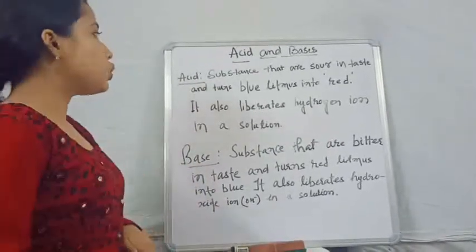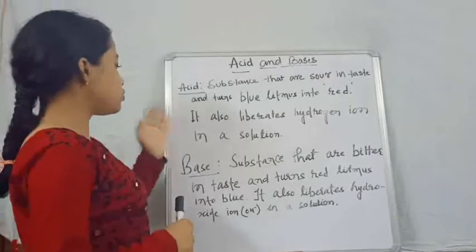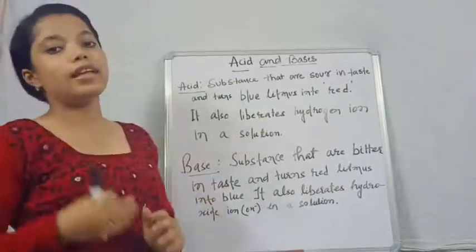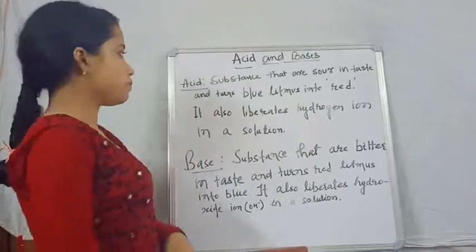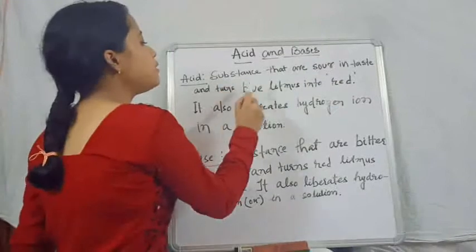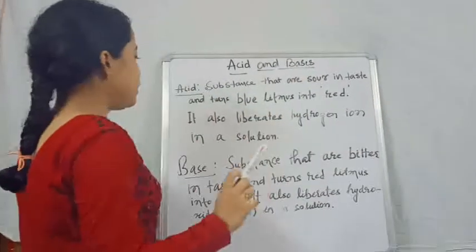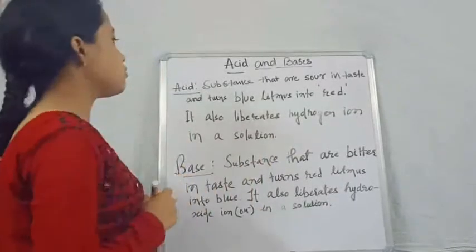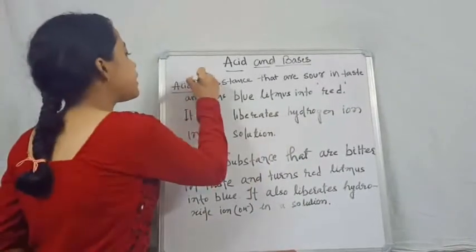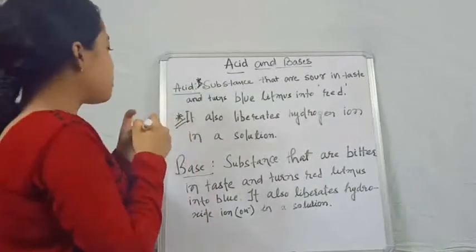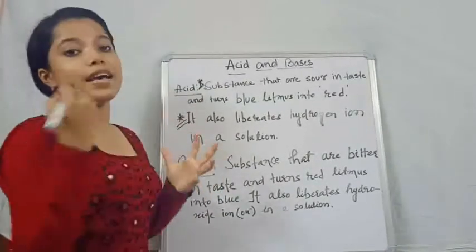Okay. So, I have put here a definition of acids and bases first. Let me read it aloud and then I will explain it to you step by step. Substances that are sour in taste and turn blue litmus paper into red. It also liberates hydrogen ions in a solution. These are certain characteristics showing that a compound is acidic.